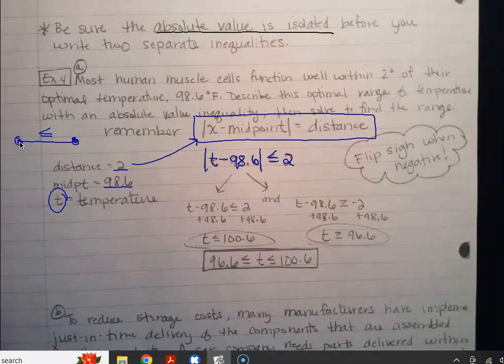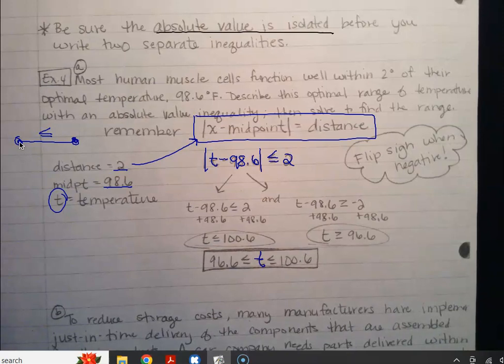Okay, so we split it into two and solve for T for each one. So we know our temperature in its ideal place for our human muscle to function well needs to be between 96.6 degrees and 100.6 degrees. Because again, our temperature is between those. Those are the endpoints of our temperature.